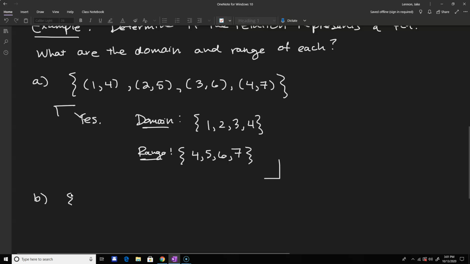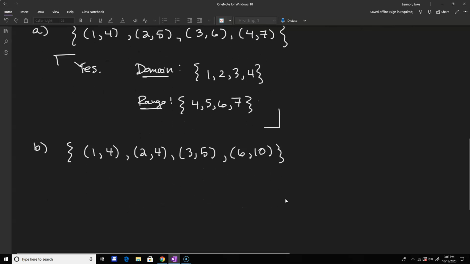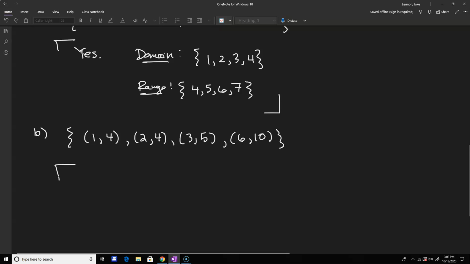Part B, let's suppose our relation is (1, 4), (2, 4), (3, 5), and (6, 10). Again, we don't have any of our inputs appearing twice. We do have the same output 4 for both the inputs 1 and 2. But that is okay. We just need each input going to only one output. It doesn't matter if two inputs share the same output. A lot of times people will mistakenly say no here, but this is yes. It is okay for two different inputs to share the same output.